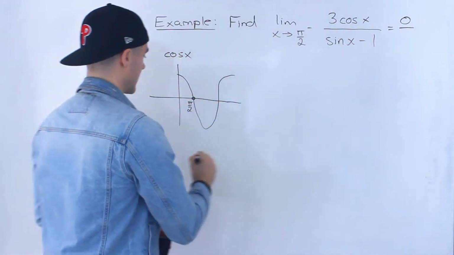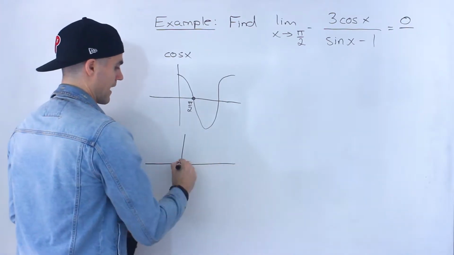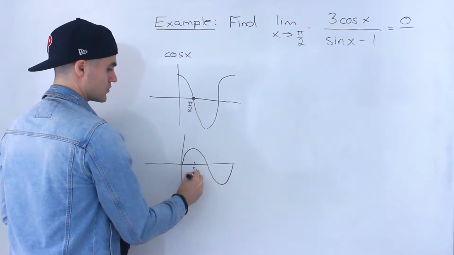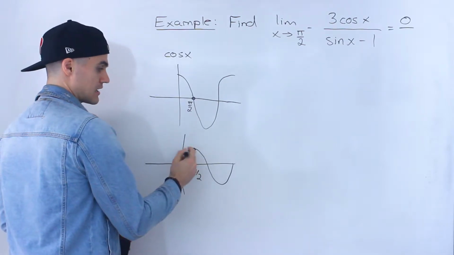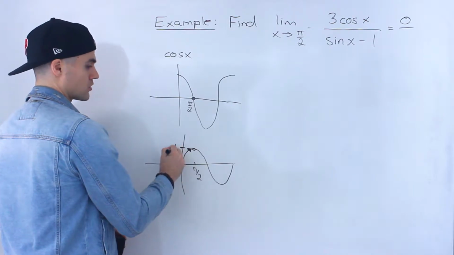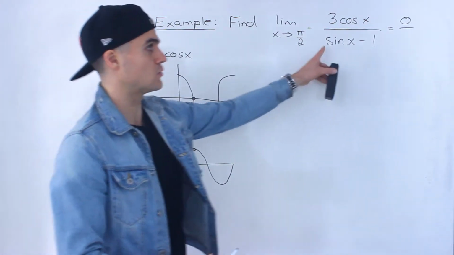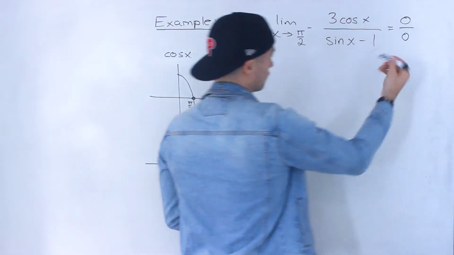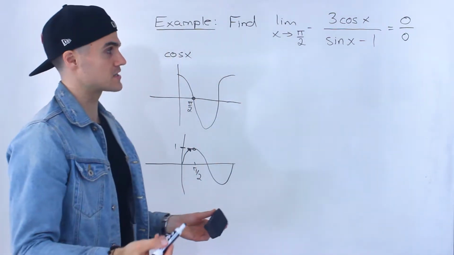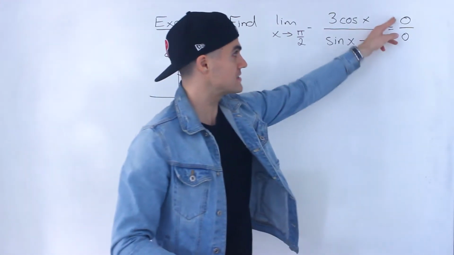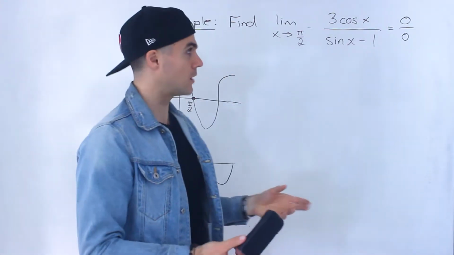And then sine x: if we draw that graph, as we approach pi over 2 from the negative side, sine x approaches 1. So this would be 1 minus 1, which gives us 0. Unfortunately, we can't do a direct substitution. It's indeterminate form. But because it's in the format 0 over 0, we can maybe apply L'Hopital's rule.